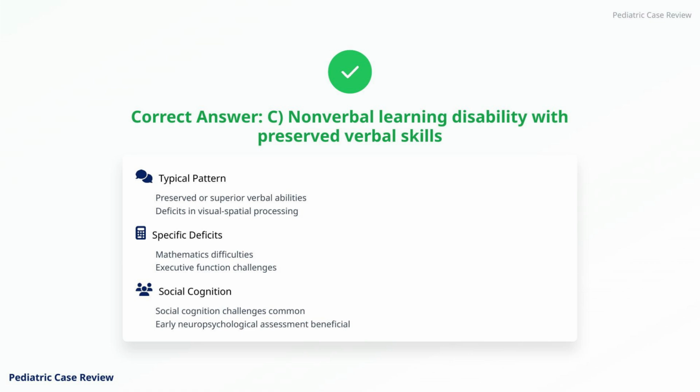The correct answer is C, nonverbal learning disability with preserved verbal skills. This is the typical cognitive profile in Turner syndrome. Patients show preserved or superior verbal abilities but have deficits in visual spatial processing, mathematics, and executive function. Social cognition challenges are common. Early neuropsychological assessment and targeted interventions significantly improve outcomes.